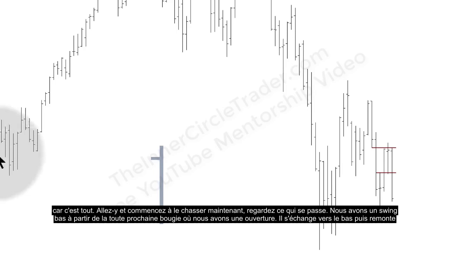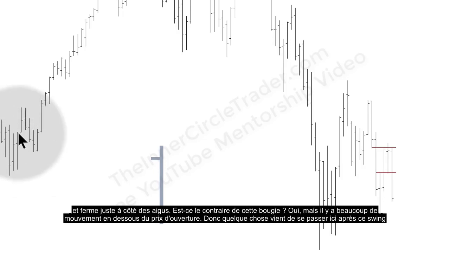Now watch what happens. We have a swing low form. The very next candle, we have an opening. It trades way down and then comes back up and closes right near the highs. Is that the opposite of this candle?